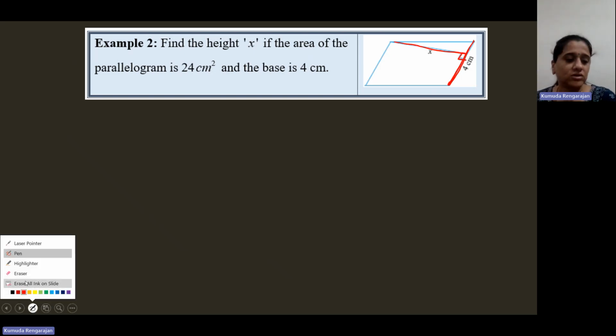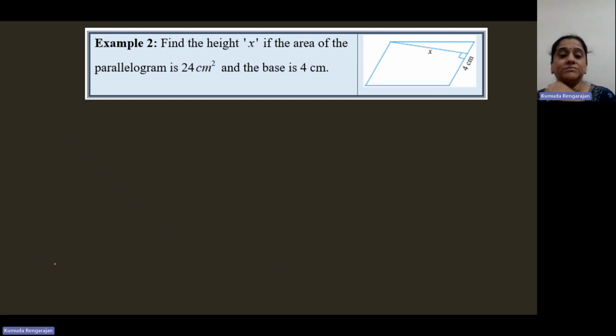Okay. So here, what should you write? You need to find the value of x. Area is given to you. When area is given, you should start working like this. Area is equal to 24. When you have to find area, you must write area is equal to base into height. You should write the formula.